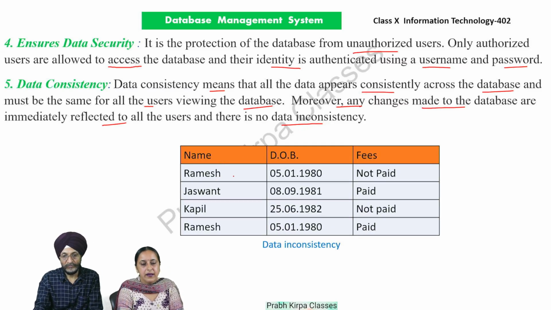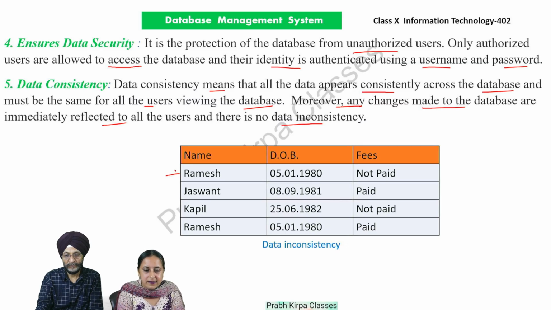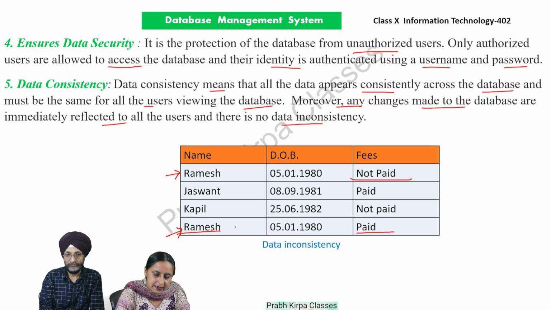The table given here shows an example of data inconsistency. Please try to find out the data inconsistency in the table at your level. You might have noticed that in one of the rows it is written that Ramesh has not paid fees, while in some other row it is shown that Ramesh had paid the fees. Such type of data inconsistency is not there in case of DBMS.